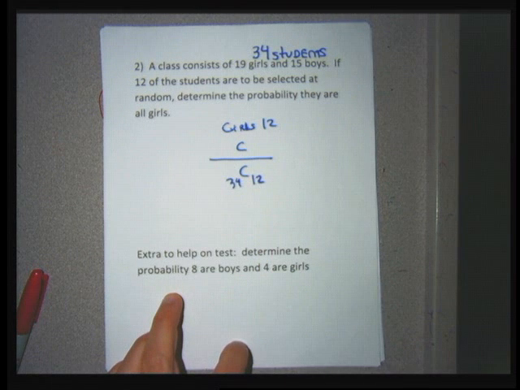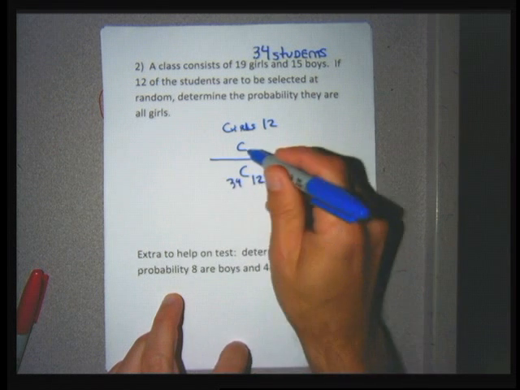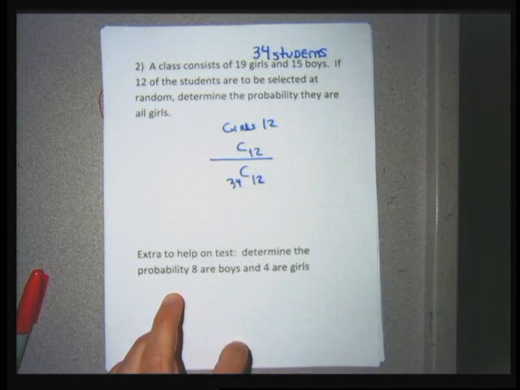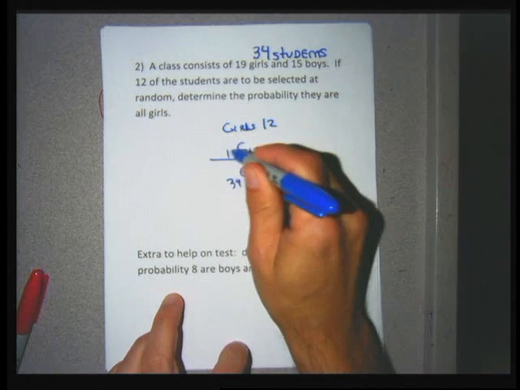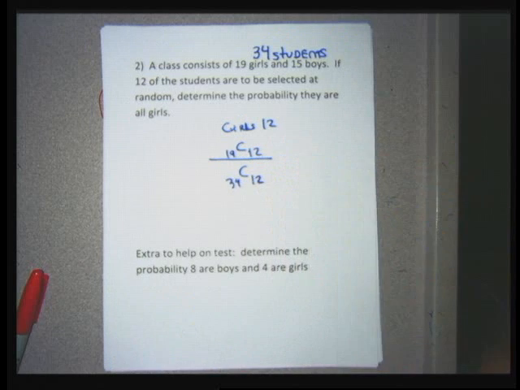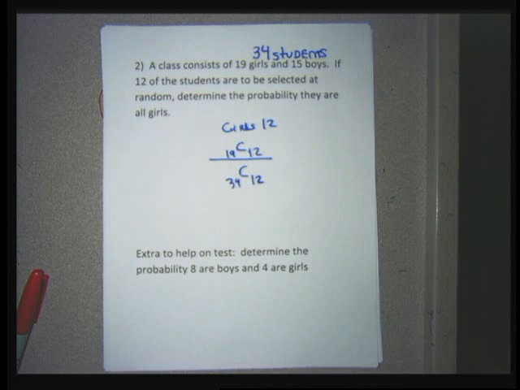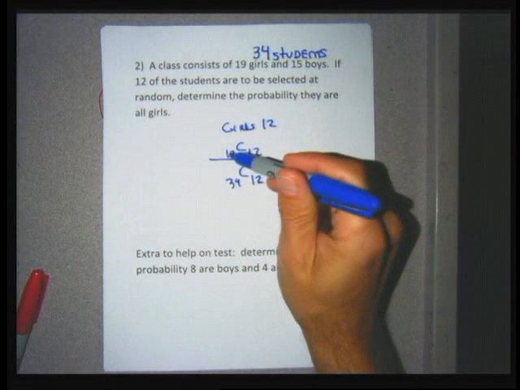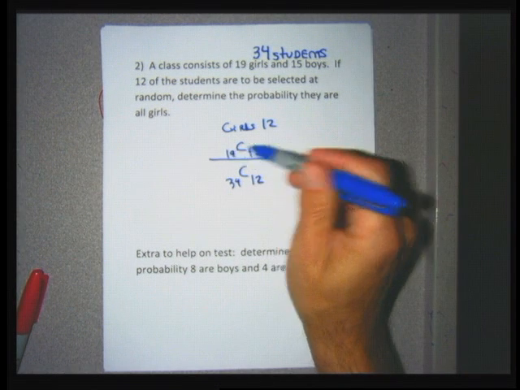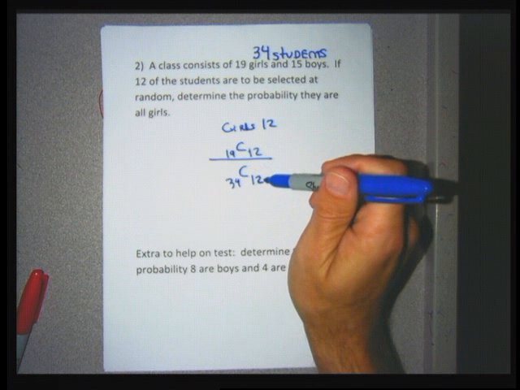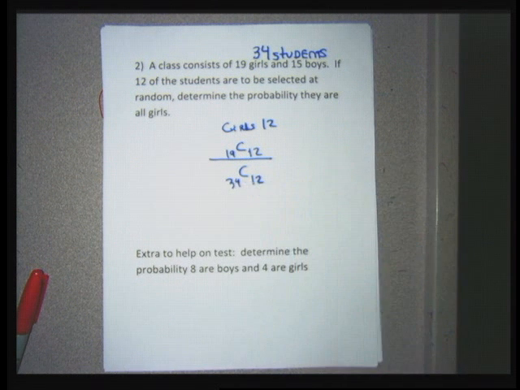In the numerator, I make the look that I want. I want to have 12 girls, and I have 19 girls to choose from. So to the right of the C is the number that you want. To the left is the number that you have. So I want 12 girls of the 19 girls. The numerator is what you want to get. The denominator is what you can get. I can get 12 of the 34 students.